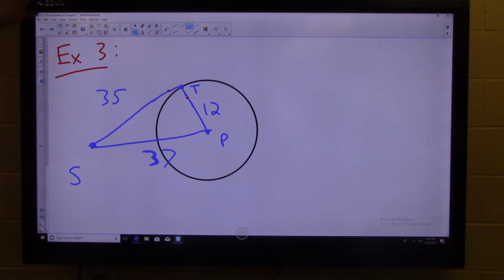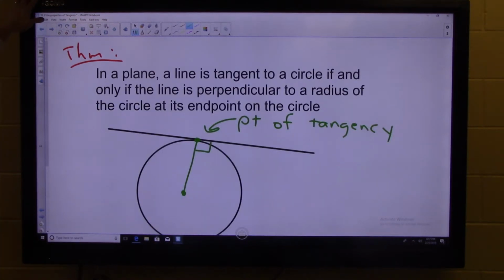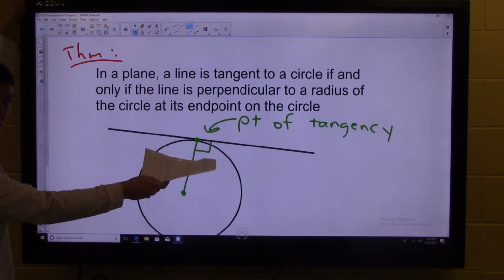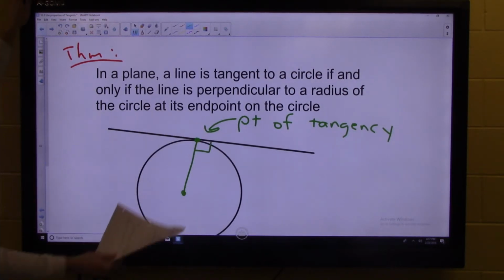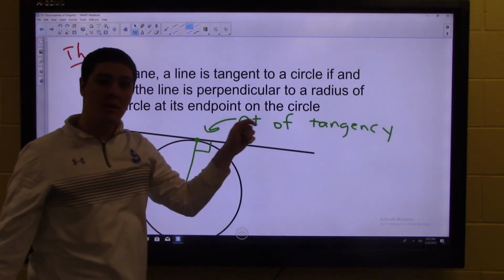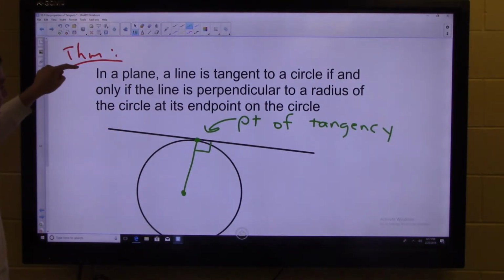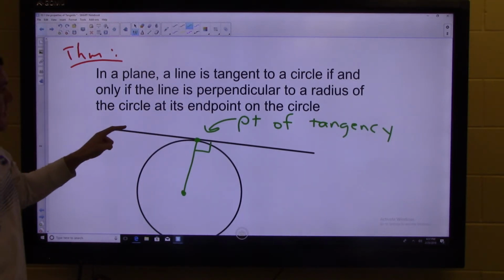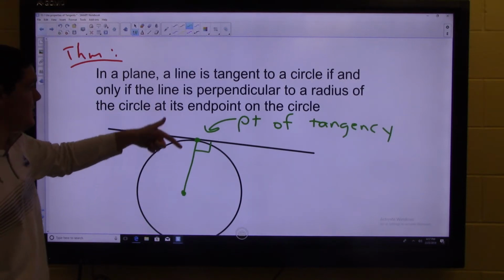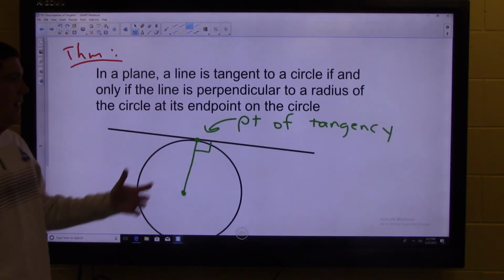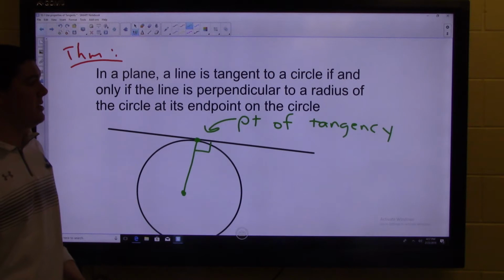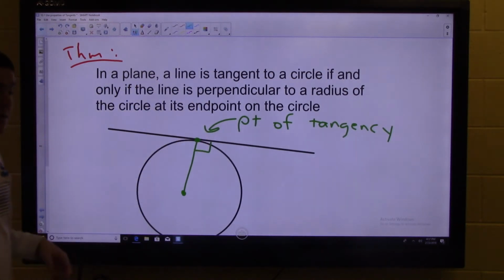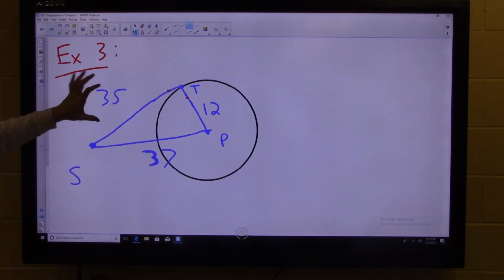So what you can do is use that last theorem that we just talked about. If we can figure out that that's perpendicular, then that has to be a tangent. That's what if and only if means, guys. You can read it either way. You can read this as, if a line is tangent to a circle, then the radius drawn to that point of tangency is perpendicular. Or you can read it backwards and say, if the radius drawn to that point of tangency is perpendicular, then it has to be a tangent line. So that's what we're going to do.